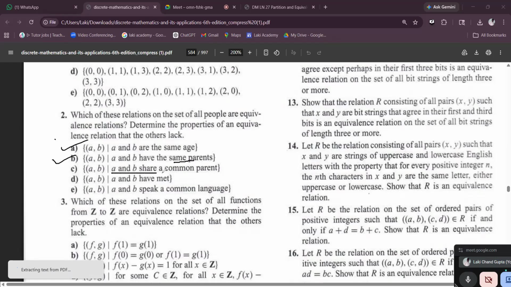A and B share a common parent. Suppose A and B are brothers, and B and C are brothers. Yes, it is also an equivalence relation.